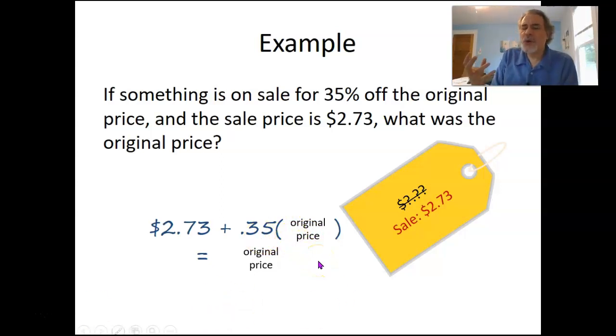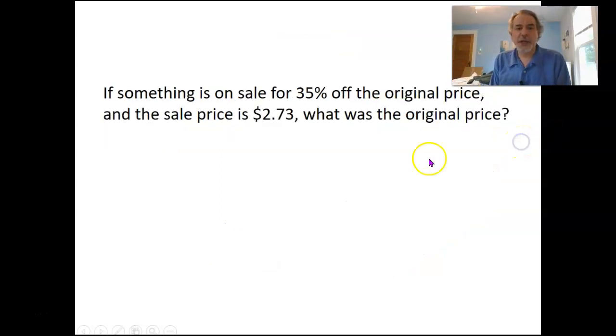So this is one where you could make a guess. You could say, okay, maybe the original price was $500. And then we subtract off 35% of $500 and see if it's $273. And if it's not, our guess was wrong, but it tells us what we have to do to the number that will turn out to be correct.